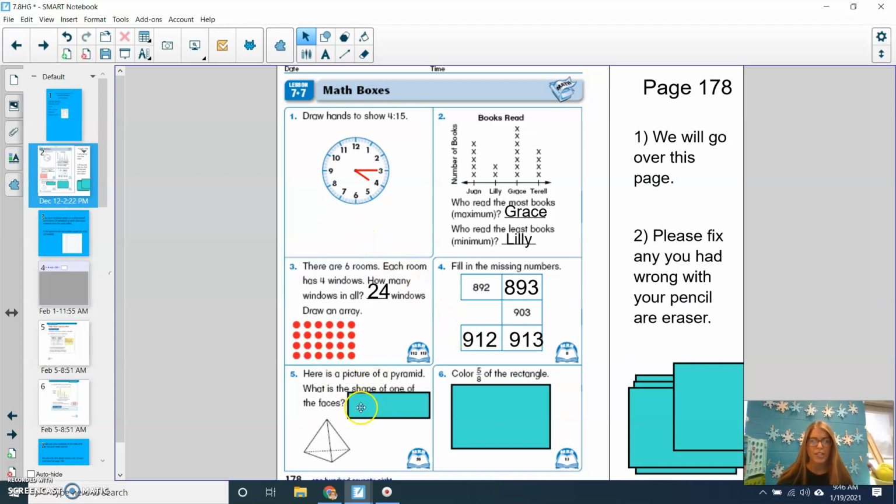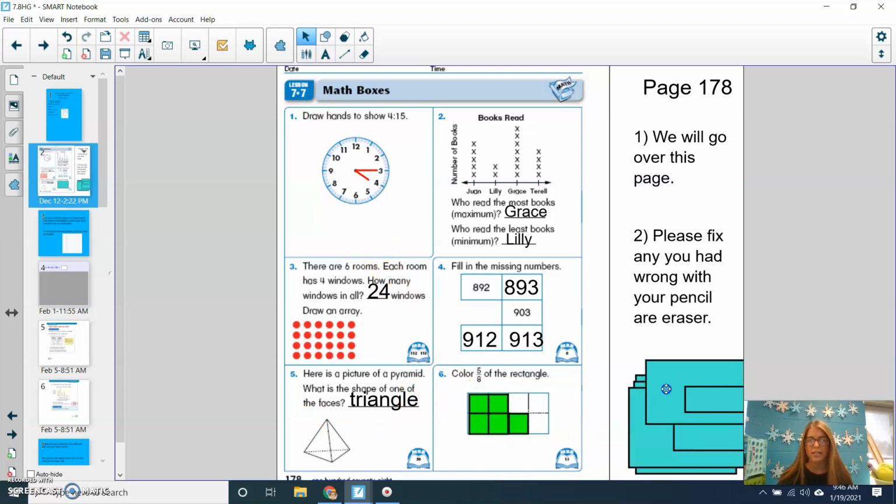For question 5, here is a picture of a pyramid. What is the shape of one of the faces? And you should have had a triangle. For question 6, color 5/8 of the rectangle. And so you can see that I have 5 of the spaces colored in. You didn't have to have the same 5 that I had, but just double check to make sure you had 5 shaded in. So double check to make sure you have your page correct before moving on to the next part of the lesson.